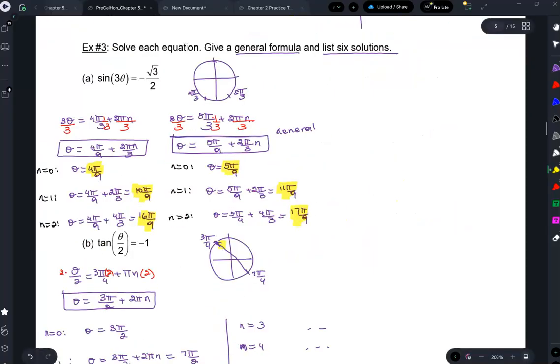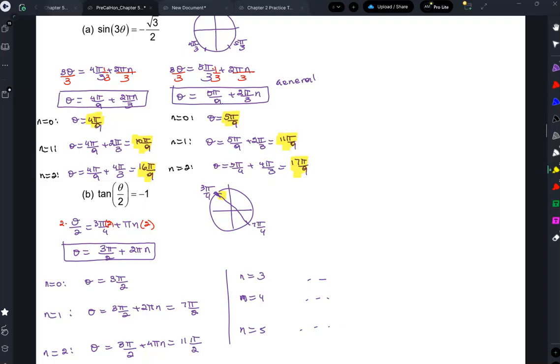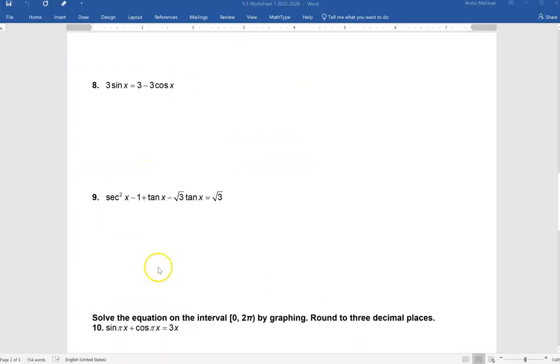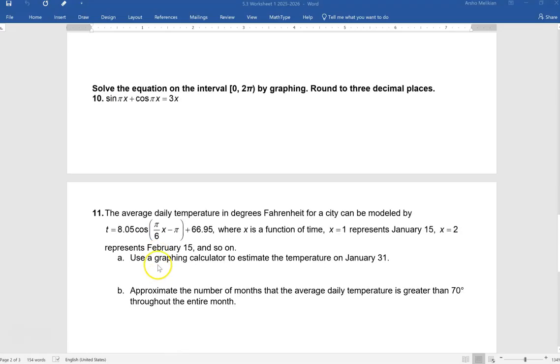Okay, why don't we go ahead and take a look at number 10 on the worksheet? That should be something at this point that you just know how to do because it was on the homework from the first chapter. It was on your test, right? How do we do this one? You plug into the graphing calculator sine of pi x plus cosine of pi x, and then on a separate line you plug in 3x. Find the intersection. Correct.